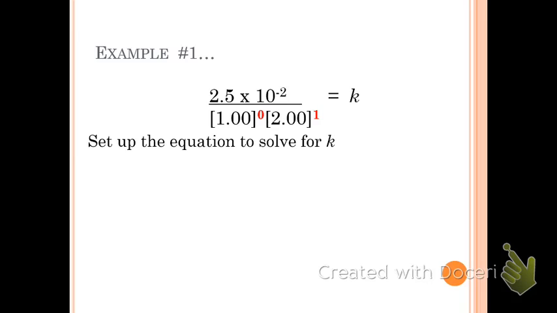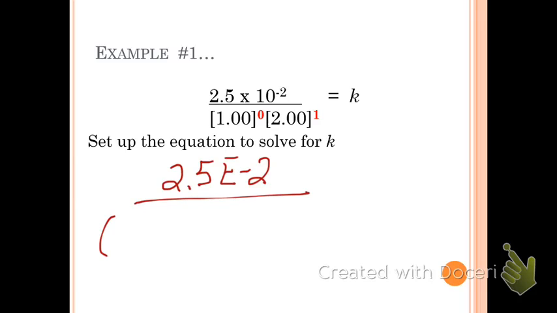So let me write that out so you can see what I'm doing. 2.5 e to the negative 2 divided by, in parentheses, 1, then I push my caret key, 0, times 2, then I push my caret key, 1, close parentheses, hit the equal sign.